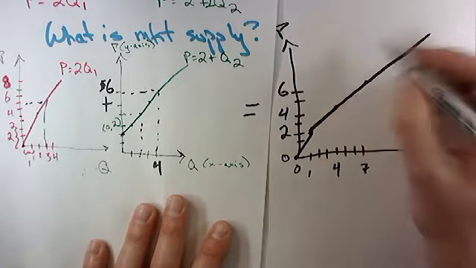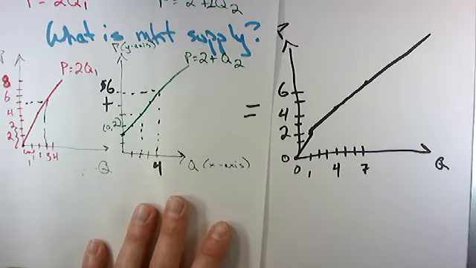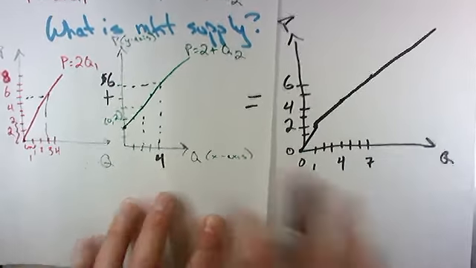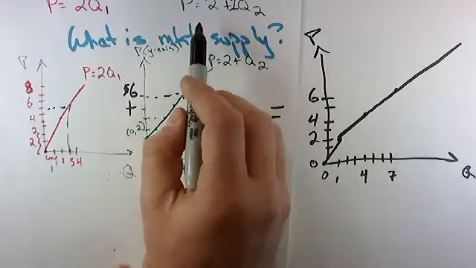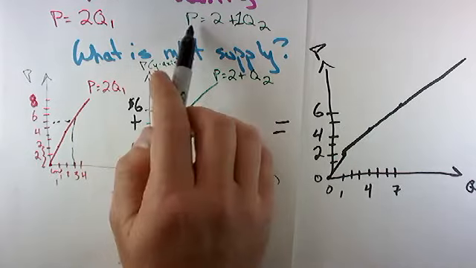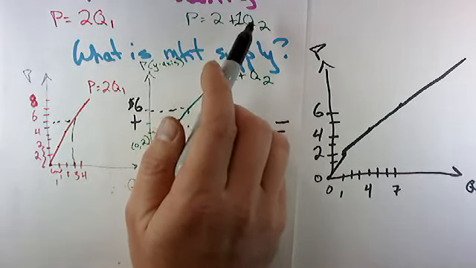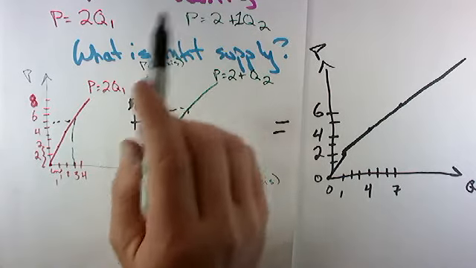And then it really just keeps on going there. And so if we want, we can also have an algebraic solution. So this is kind of our graphical solution, right? But we're given these algebraic equations: P equals 2 times Q1, P equals 2 plus Q2. So how would we figure out the market supply curve algebraically?